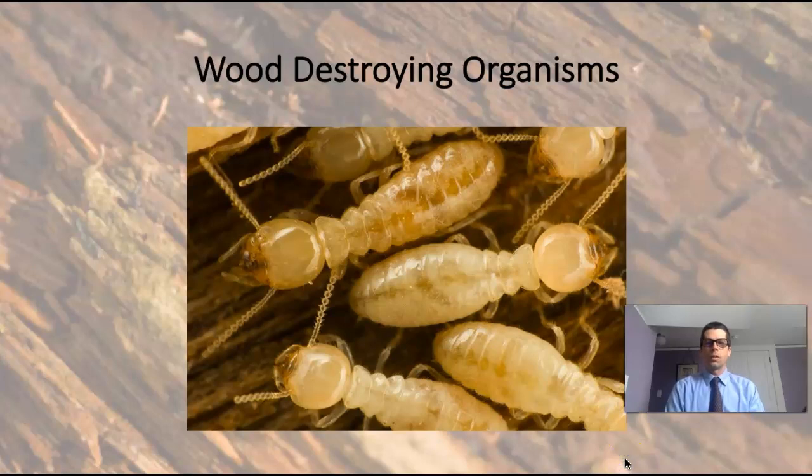Hi everybody, we're going to talk about one of my least favorite subjects because of the damage they can do to our homes: wood destroying organisms. And this right here is a picture of termites. Termites are visible to the eye. This is obviously blown up quite a bit. They're about the size of small ants, but they look like white ants essentially.